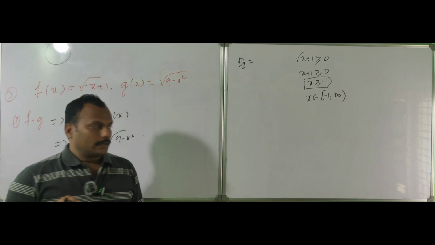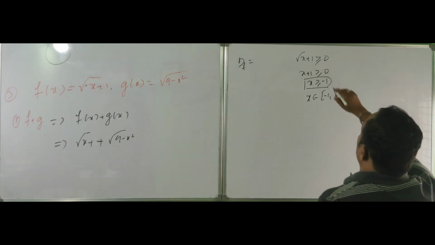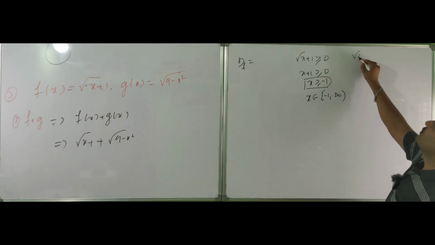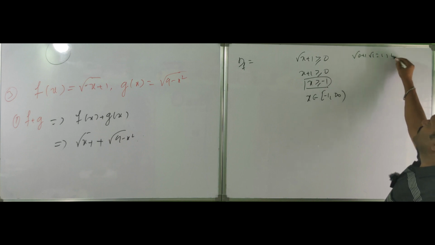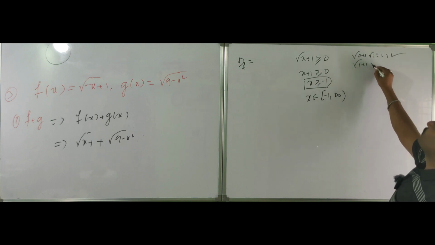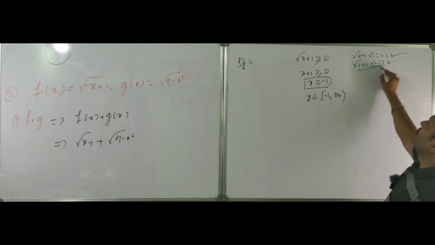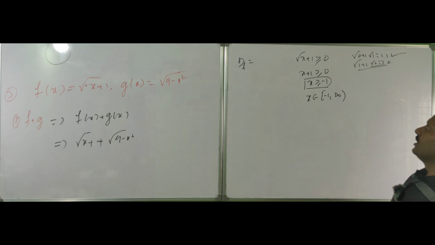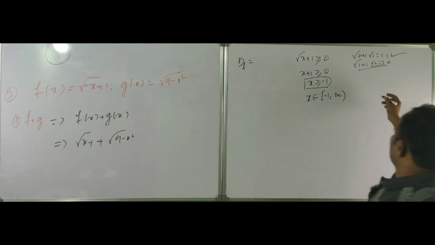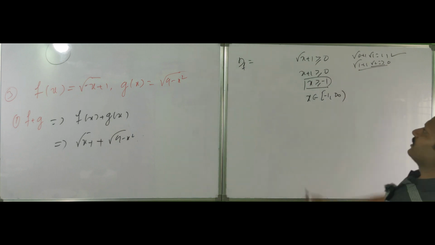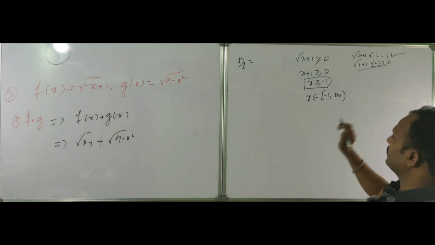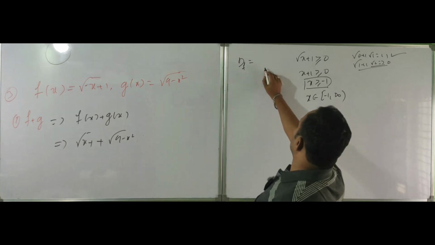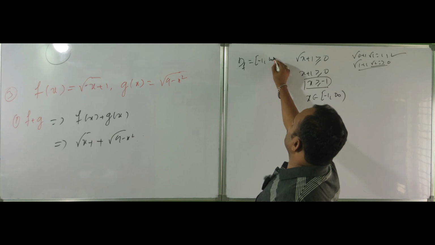This value is defined for all positive values and 0. If x is 0, root of 1 is equal to 1, defined. If x is 1, root of 2, positive. If x is less than 0, this becomes a complex number, which is not defined. Square root is defined only for a positive number. Similarly, D of f is minus 1 to infinity.